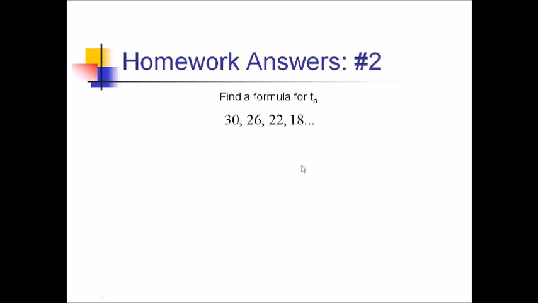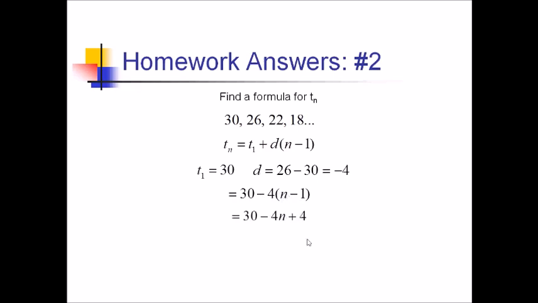For number 2, they want a formula for the nth term. Since they're giving us the first term, we can use T1 plus D times n minus 1. T1 in this case would be 30, our first term. And then D is going to be any of these terms minus the one before it. So, for example, 26 minus 30, which would give us negative 4. So we've got 30 minus 4 times n minus 1. Let's simplify this now. Distributing that negative 4, we've got negative 4n plus 4. So altogether, 34 minus 4n for our nth term.